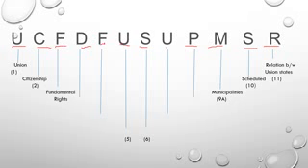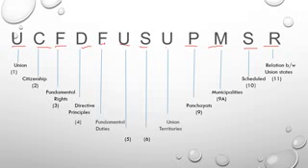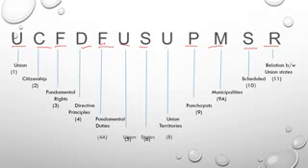F represents the fundamental rights. It is the third part. D is directive principles. It is the fourth part. And there is an exception in the fourth part, that is F. It is fundamental duties. It is the 4A part of the Indian Constitution. And U represents the fifth part of the Indian Constitution.